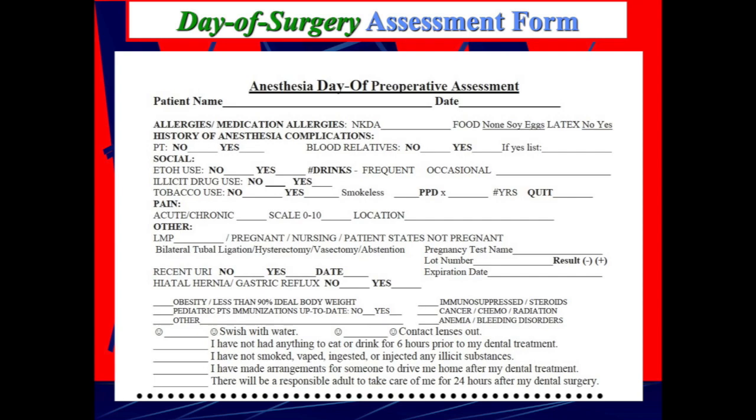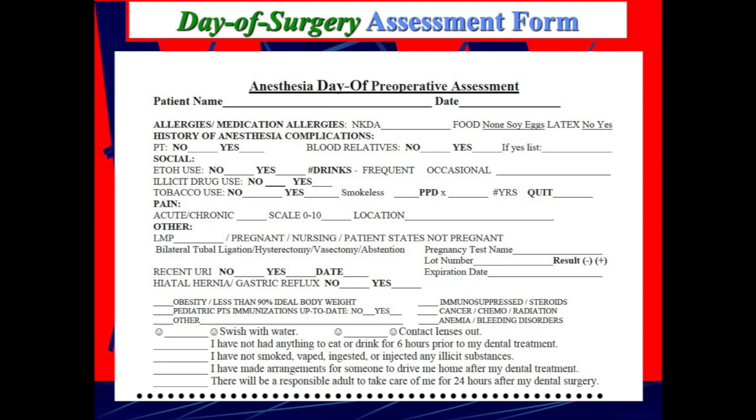I have them swish with water to mechanically wash bacteria out of their mouth. And I have them take their contacts out. And the reason is if you use glycopyrrolate, it will dry out the mucosa and it could dry their eyes out to the point where they might have trauma if they go to take their contacts out. So I would take that out and I initial those, both the swish with water and the contact lenses out.